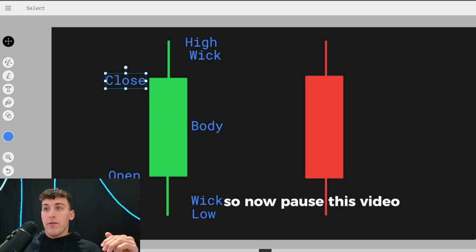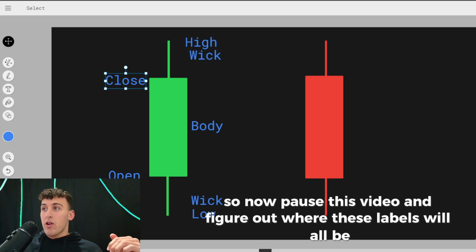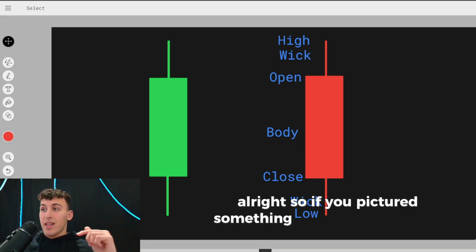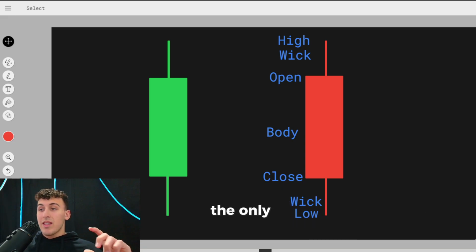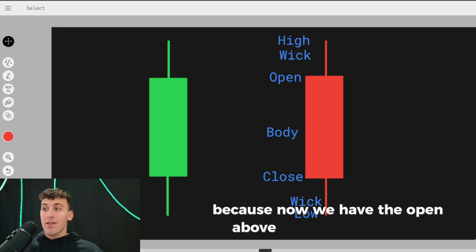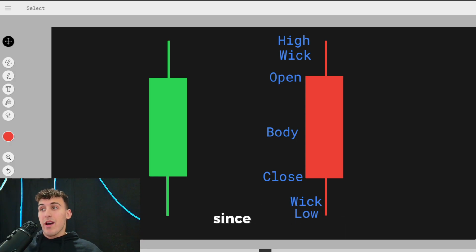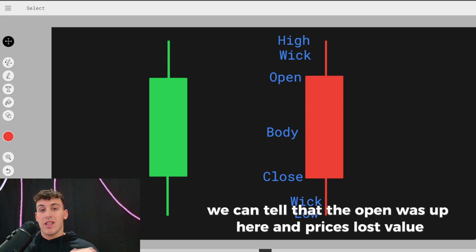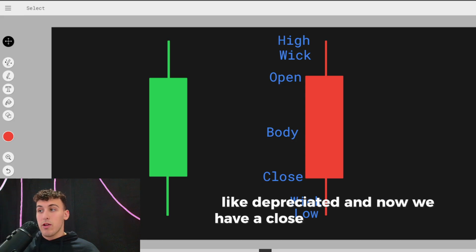So now pause this video and figure out where these labels will all be on this red candle here. Alright, so if you pictured something like this, then you're correct. The only thing that has changed is the open and the close, because now we have the open above and the close below. Since we now have a red candle, we can tell that the open was up here and price has lost value, like depreciated, and now we have a close below here.